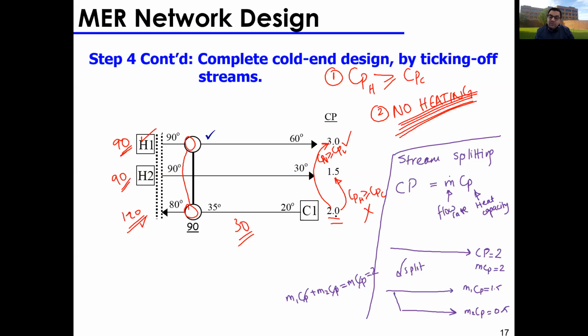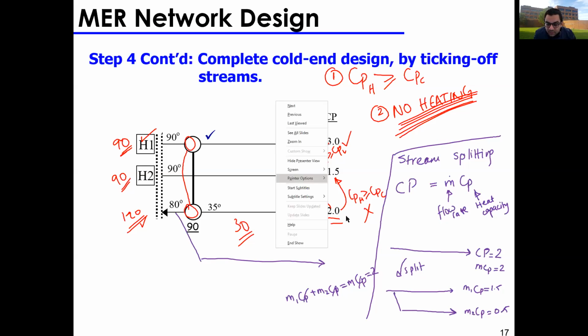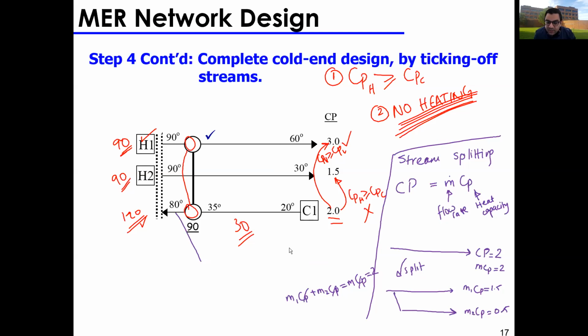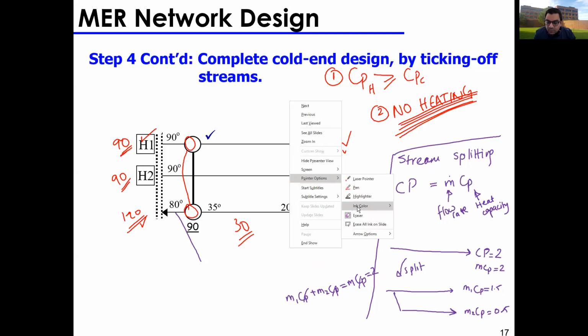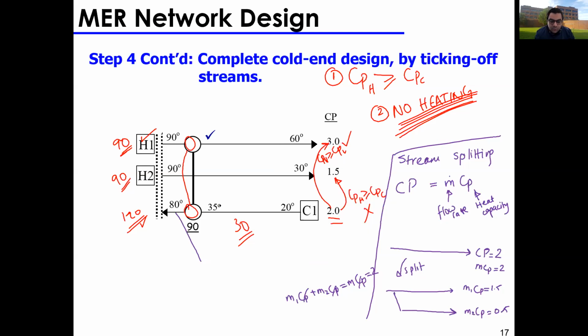So if I have a stream with a CP of 2, and this is not working out for me, what I could do, or what you should do really, is split the stream. So C1 is going to split. In some textbooks, the split is shown this way. This is not a common case, it's a unique case, but it's going to show up in your homework. Some textbooks show the stream split this way. And what I'm doing is splitting it into 2 streams. In this case, I will split it into one stream which has a CP of 1.5.